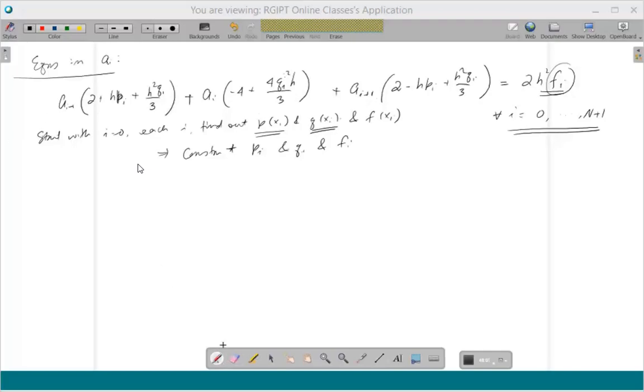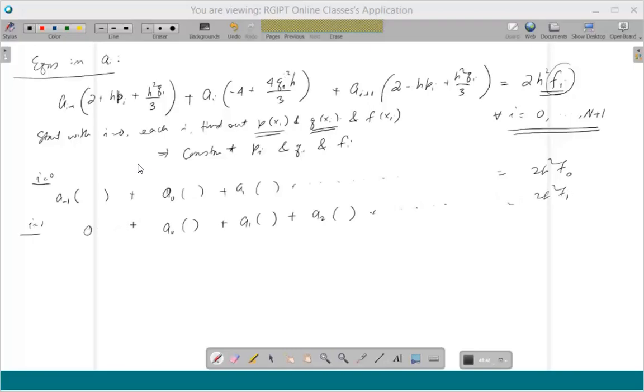Now it's nothing but a linear system, right? So what you have here is a minus 1 plus something plus, so the i equal to 0 case would look like a minus 1, a0 into something plus a1 into something, and then all zeros giving me 2x squared f0. Okay, i equal to 1 will start from a0 into something plus a1 into something plus a2 into something, with square of 1, and so on. This will be 0. Okay.